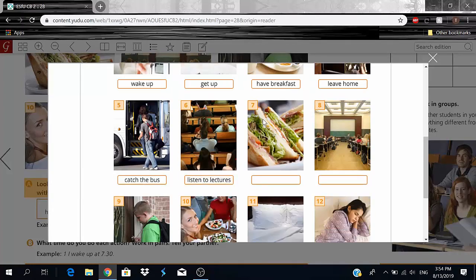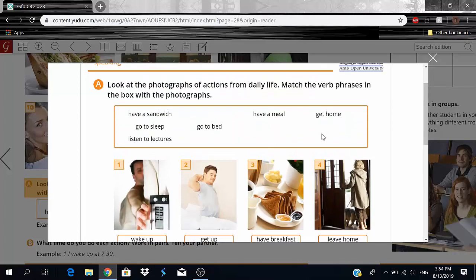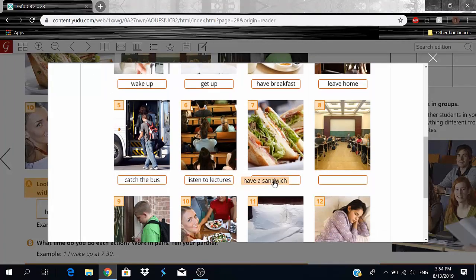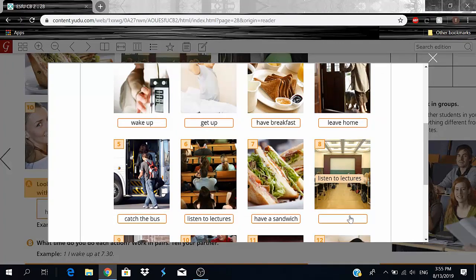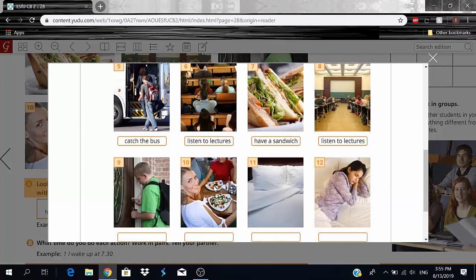So number 7 is just a picture of a sandwich. So I'm guessing, what options do we have? Have a meal, have a sandwich. Okay, so this was convenient. Have a sandwich. And then 8. I'm guessing the students went back to class, so listen to lectures one more time. Okay, you guys? So far we have wake up, get out of bed, have breakfast, leave home, catch the bus, listen to lectures, have a snack or a sandwich, and listen to the lectures one more time.